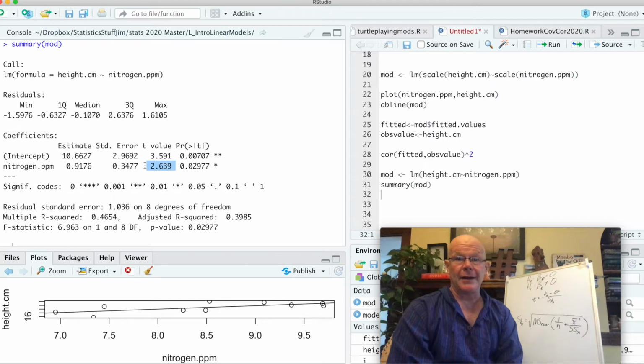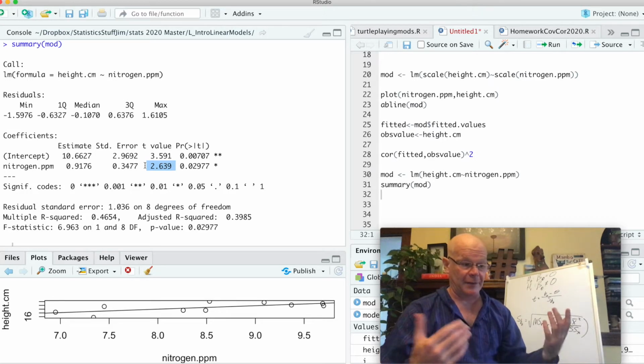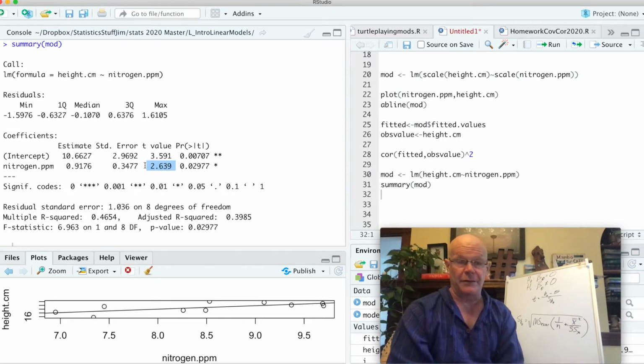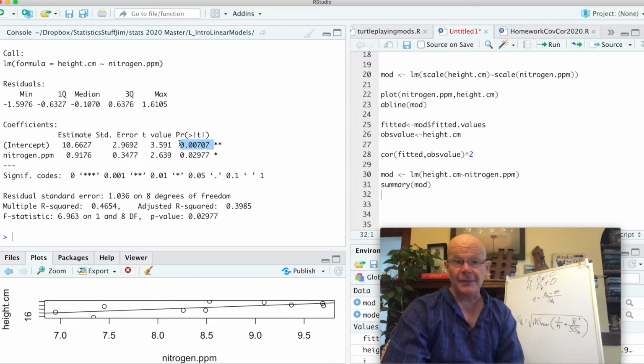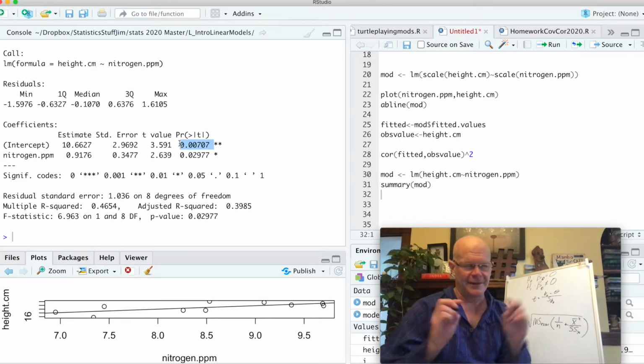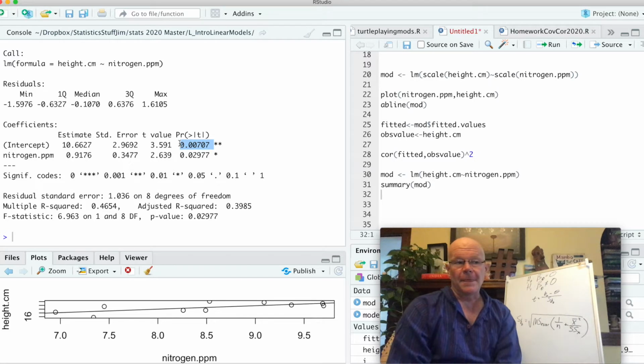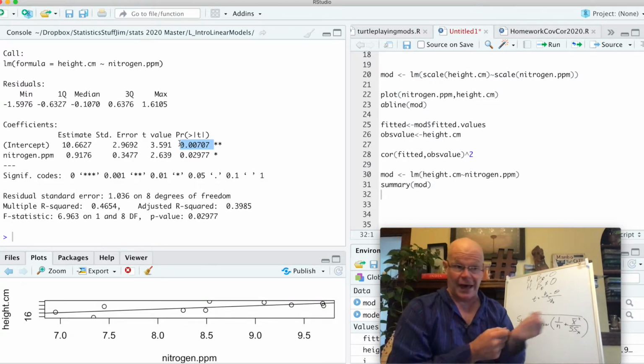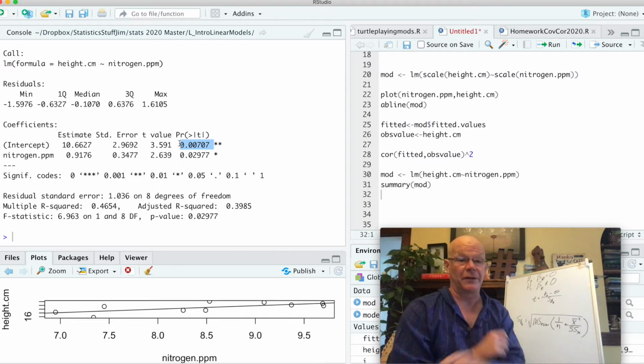And then we could look at the cumulative distribution function for a t-distribution and ask what's the probability that I would get that value or a more extreme value. And then here's the associated p-values. And so the intercept is different from 0. Very rarely is that interesting. You usually don't care about the intercept because the intercept is really only there to give an anchor to that line that the slope is describing.